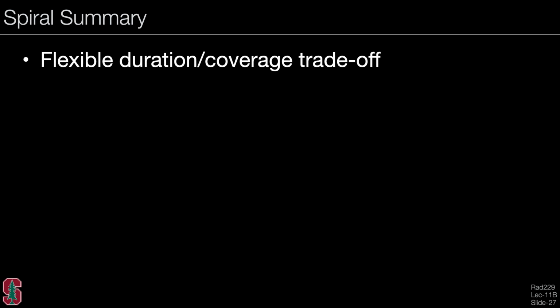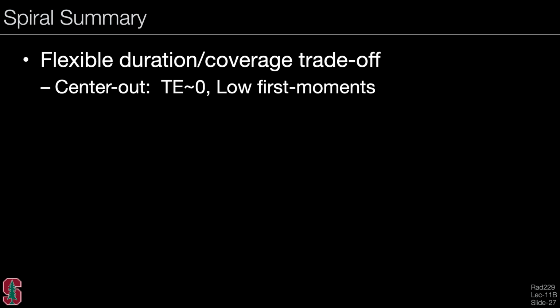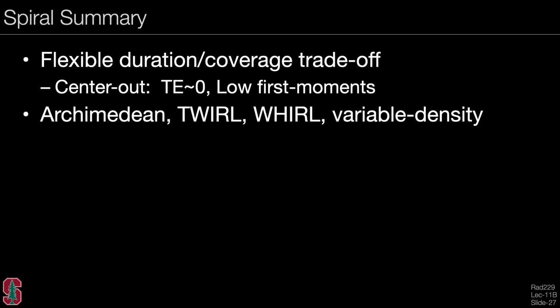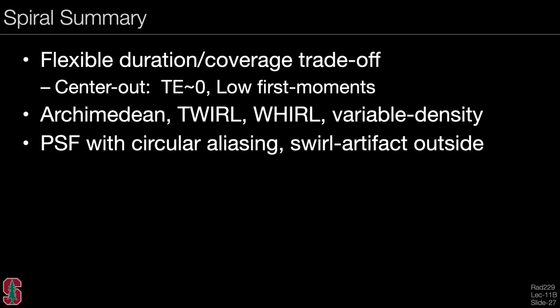To summarize, spiral imaging gives us a flexible duration and coverage. We use a center-out trajectory, which gives us a short echo time and low first moments, which often give us desirable motion insensitivity. There are variations of spiral, including Archimedean, twirl, whirl, and variable density. The point spread function has circular aliasing rings with a swirl artifact outside.